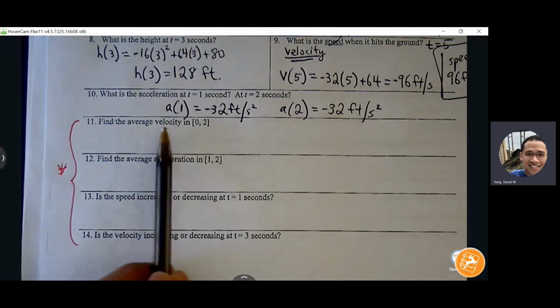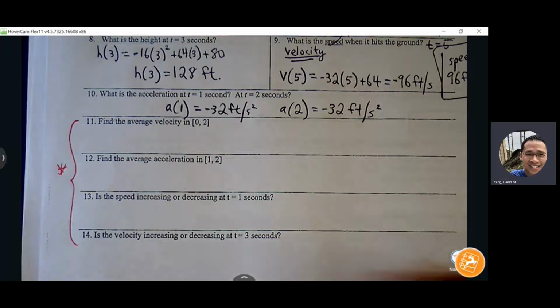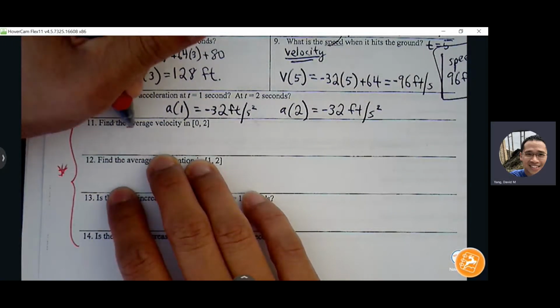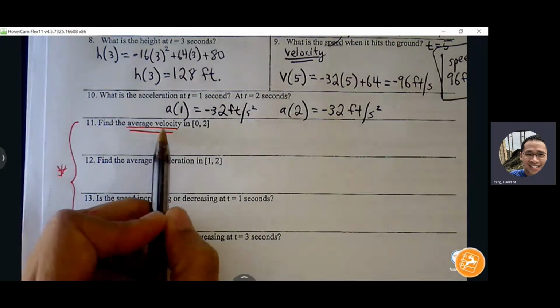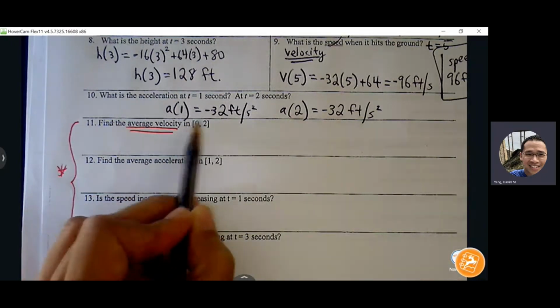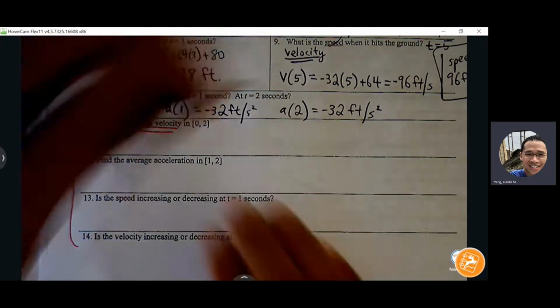It says find the average velocity in the time interval from 0 to 2. Now, the tricky thing is this word average. That average velocity is going to force us to use a different formula than the velocity function. We're not asked to find the specific velocity at a moment in time. We're asked to find the average velocity. Just like when I asked you the average speed of your road trip, you're taking the slope between 2 points. You're not doing any calculus there.